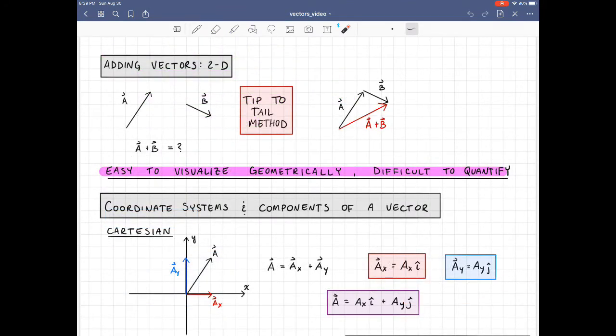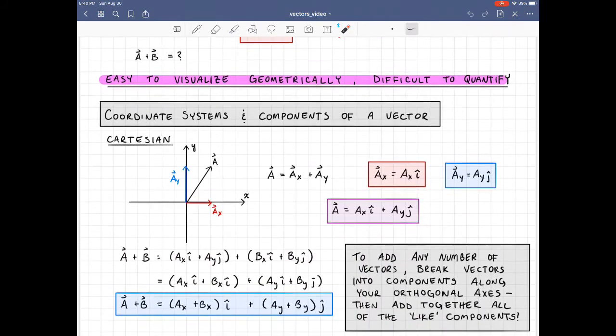Okay, so we've gone over adding vectors in 1D, but what about 2D? Well, here I've got vectors A and B, and the way you add these two vectors graphically or geometrically is exactly the same, the tip-to-tail method. Here I've got my vector A, and at the tip of A, I place B, and then I connect where I started to where I finished, and that's A plus B. Now, adding vectors in 2D is incredibly easy to visualize geometrically, right? That's exactly what we just did, but it turns out it's a little difficult to quantify, particularly if you're doing it this way.